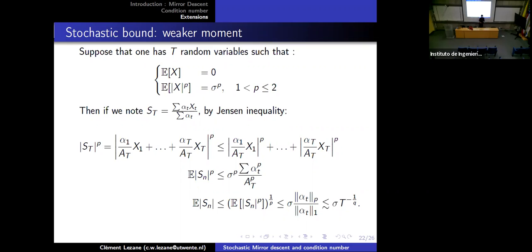Then here you're going to see appear a really current term, which is t divided by t to the power of minus 1 over q. So when p is equal to 2, q is equal to 2, it means that if your function has a finite variance, then the mean is going to converge as sigma divided by square root of t, which is pretty common. But if ever p goes to 1, as the convex conjugate, q will go to infinity, and then we're going to have an exponent really close to 0, and that means that the convergence rate of the mean is going to be really slow.